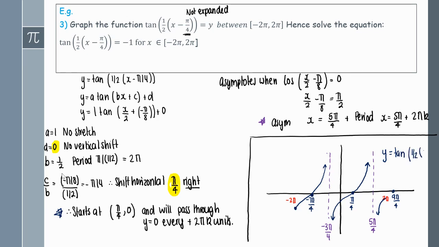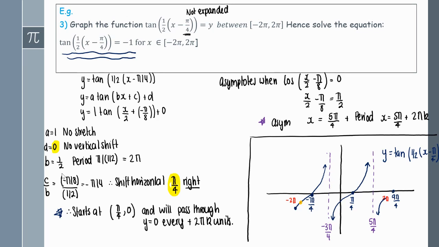That's my graph between minus 2 pi and 2 pi. Now I'm going to solve this graph for tan of (half x minus pi on 4) equals negative 1.